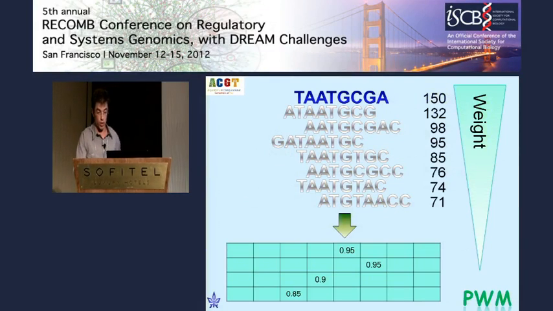Here is an illustration of how the algorithm works. It's quite simple. So we have the top-ranking 8-mer, and then all other 8-mers are aligned to this top ranking. The weights are on the right side, and we can deduce the binding probabilities.